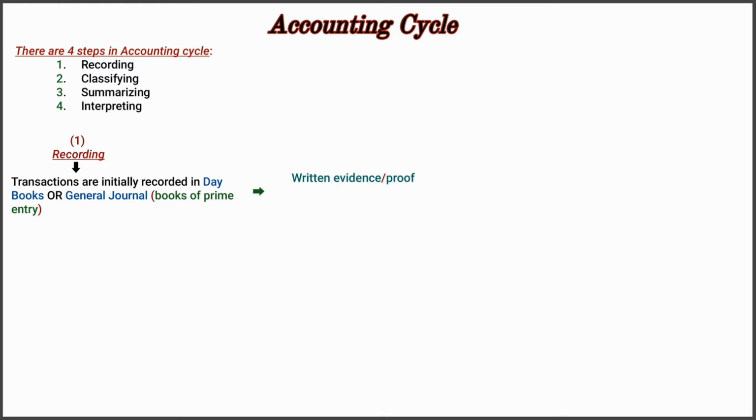Next, written evidence or proof. This is very important in the recording process of transactions. Without it, transactions are meaningless. This means that the transaction is of no importance without written evidence. Written evidence is also called a source document in the language of accounting. The most important advantage of this is that the chances of fraud are greatly reduced.